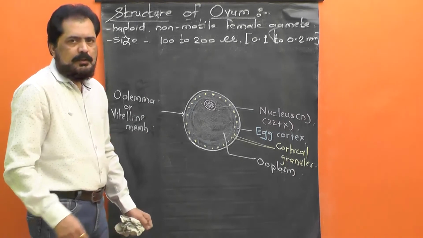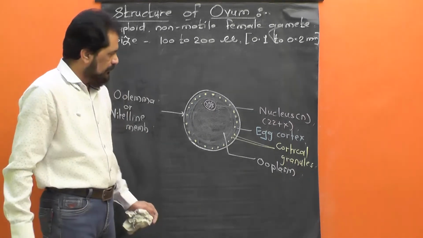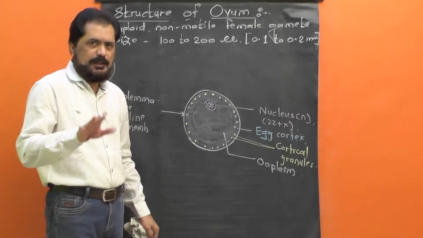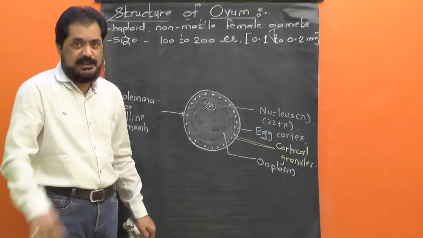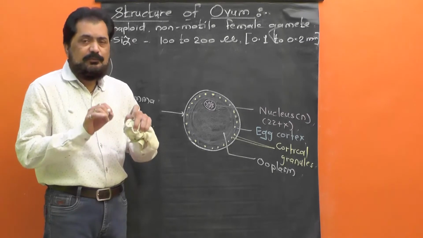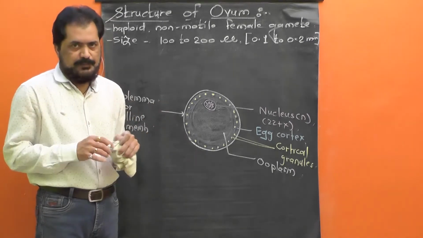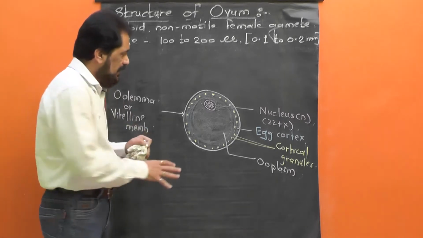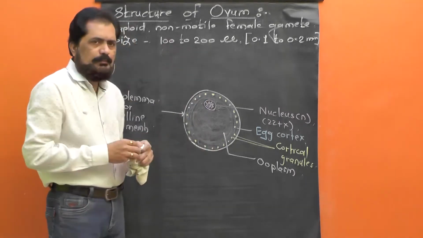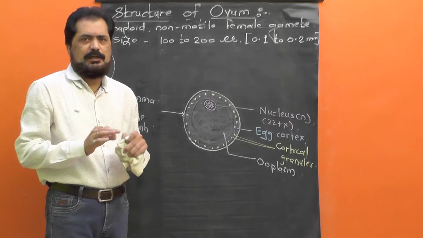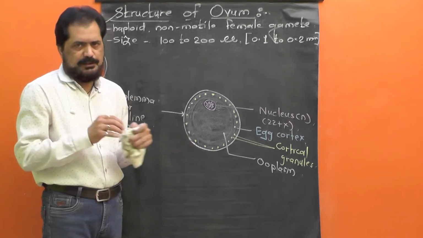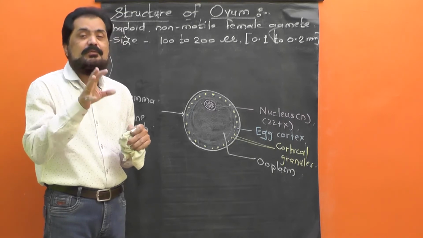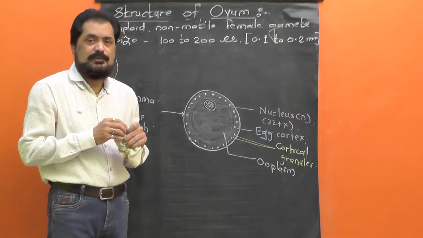Vitelline membrane. One point I want to add here. The cytoplasm of human egg cell is almost free from yolk granules. It means in the cytoplasm of ovum, yolk granules are almost absent. What is yolk? You know yolk? It is reserve food material.